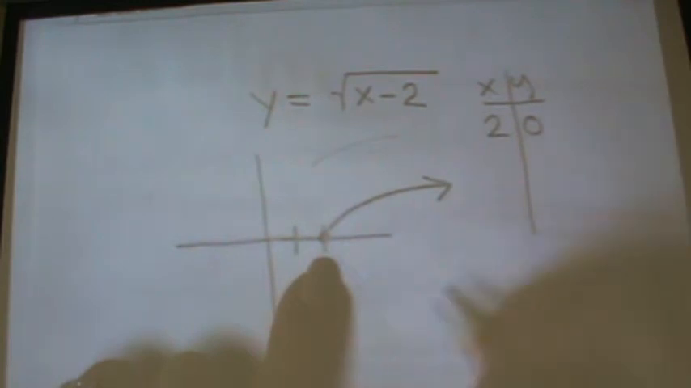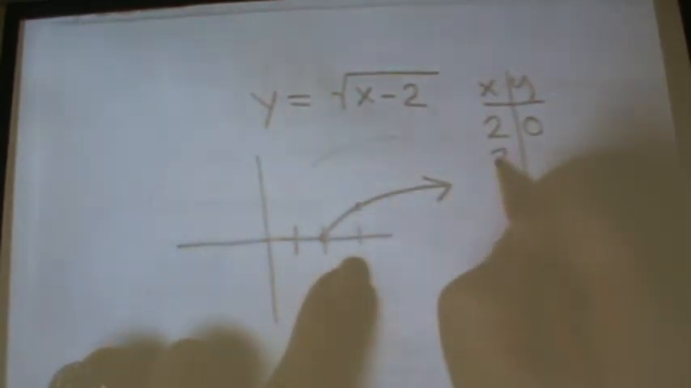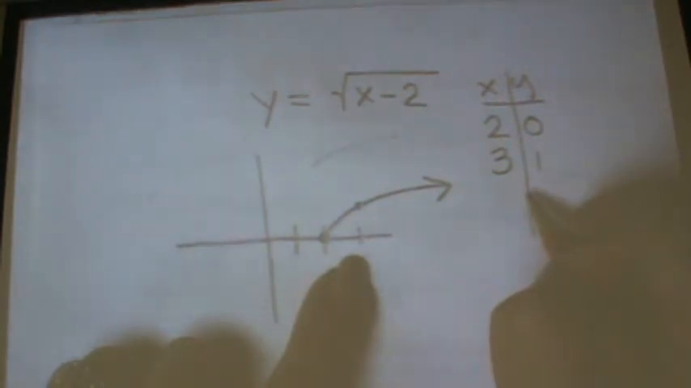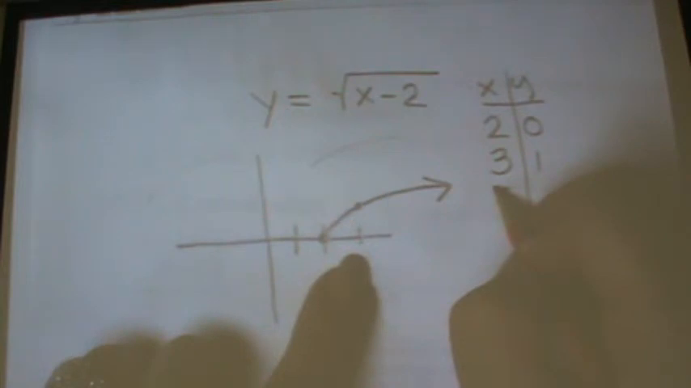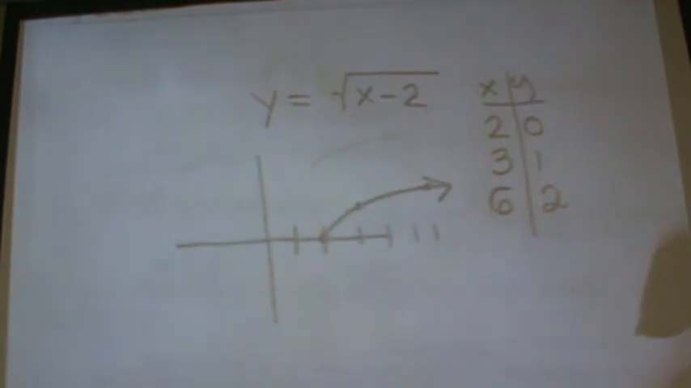Now, could you give me some points, some good points? What point is this? That's 0, 2. Okay, can you give me another one? 3, 1. 4, 6. Wait, 2, 6. 3, 4. 5, 6, 2. Okay? So, can you tell me what the domain and the range is of this?